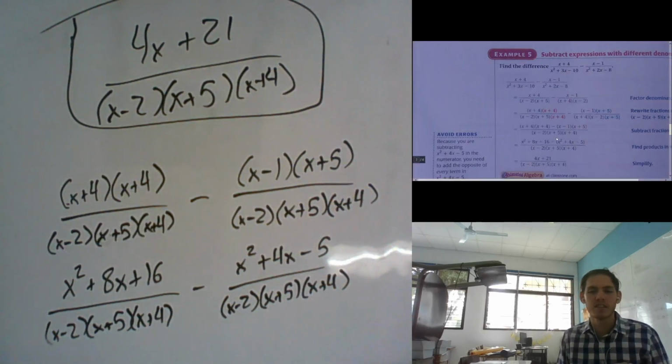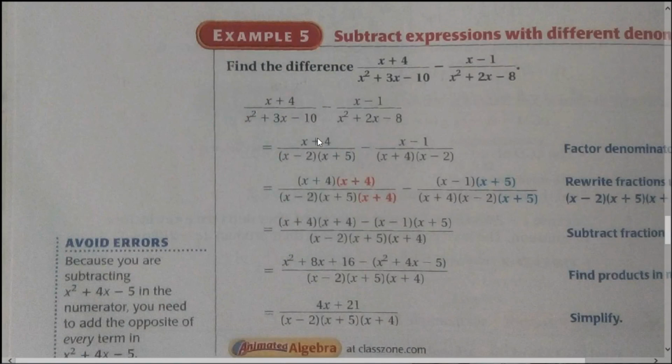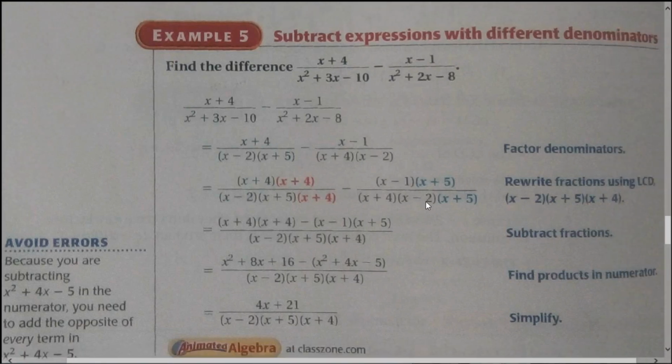So they show their work up here. Let's just zoom in for a second to the work that they did. So you can see that it is the same thing. They found the common denominator right over here. Then they multiplied the top, combined them, multiplied, and subtracted this from this. And then they got 4x plus 21.